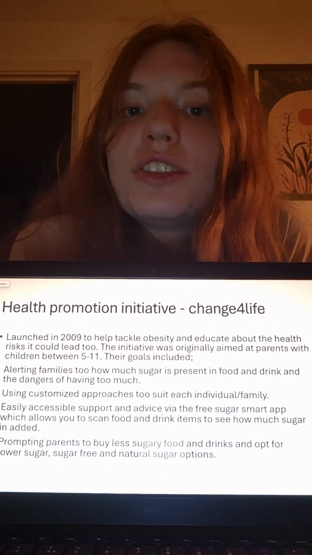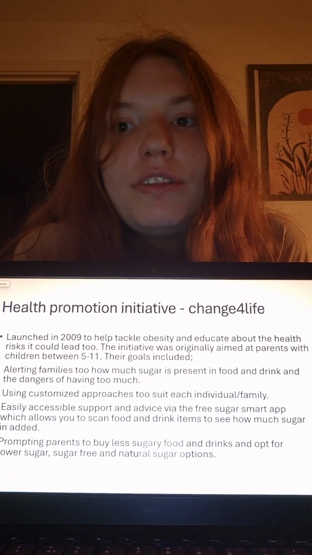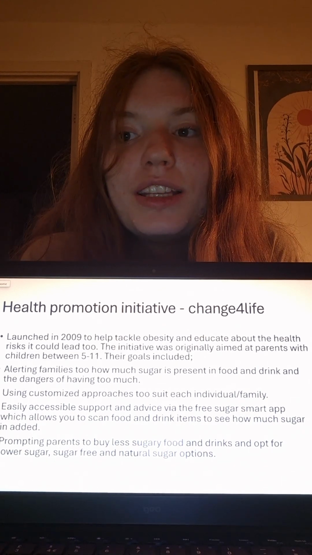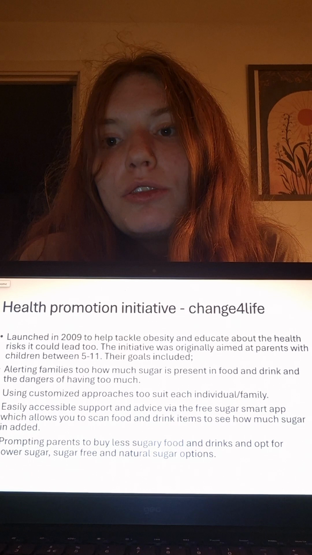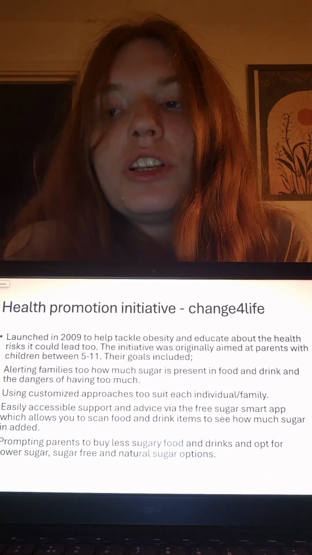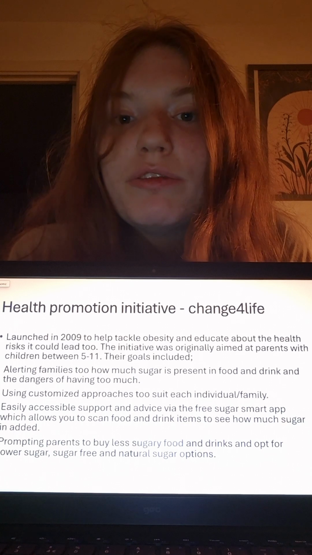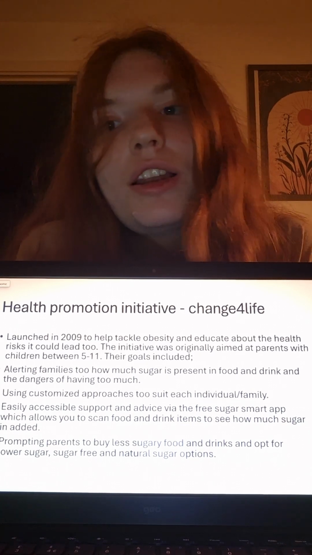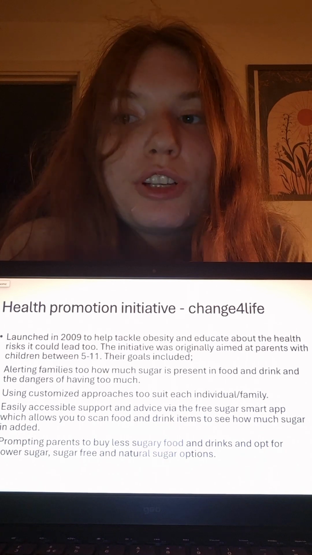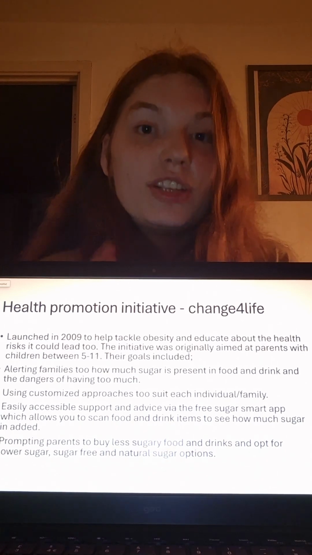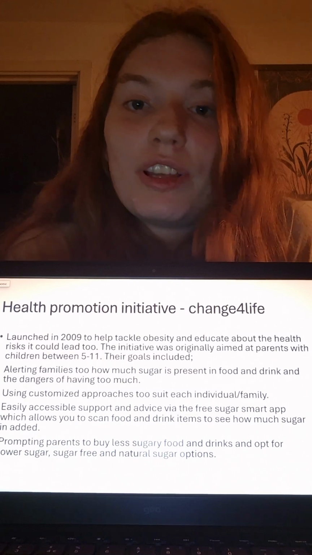Health Promotion Initiative: Change for Life. This was launched in 2009 to help tackle obesity and educate about the risks it can lead to. The initiative was originally aimed at parents with children between 5 and 11. Their goals included alerting families to how much sugar is present in food and drink, the dangers of having too much, and what health conditions come with this.